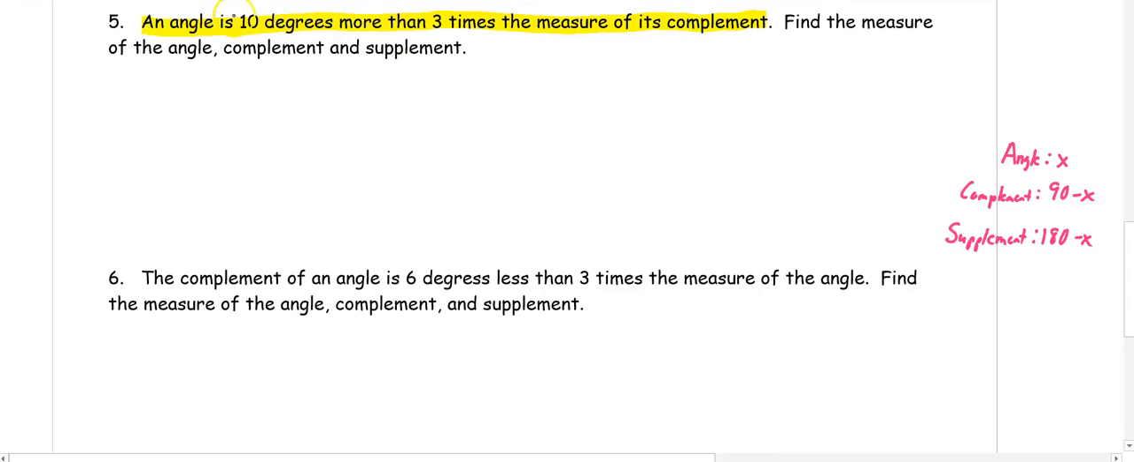This is going to help you divide your equation into a left and right side. Anything that comes before the equal sign is on the left-hand side. Anything that comes after is on the right-hand side. So an angle is represented by x. So x equals, and then we have 10 degrees more than 3 times the measure of its complement.